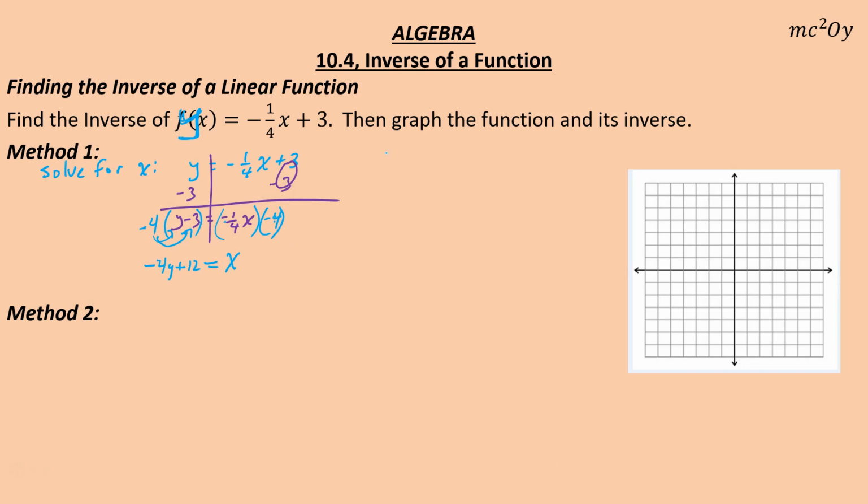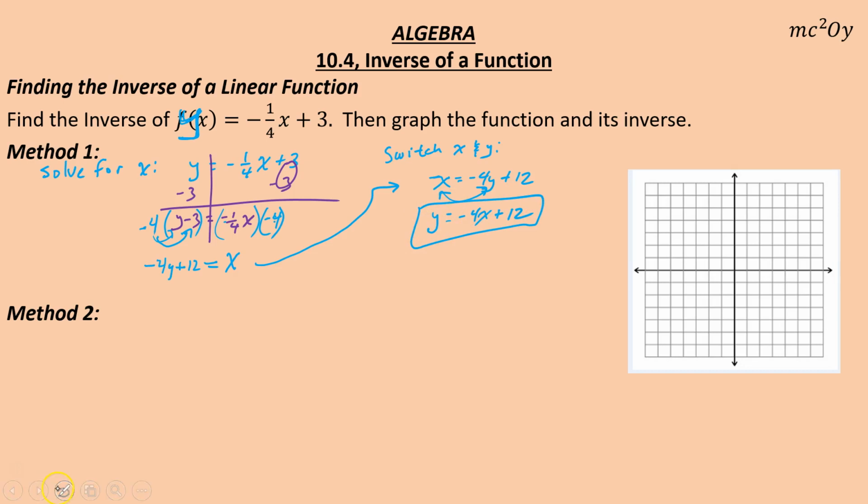Second step, switch x and y. So I take x equals negative 4y plus 12, and we switch x and y. Those two just trade spots. I get y equals negative 4x plus 12. I now have the inverse.